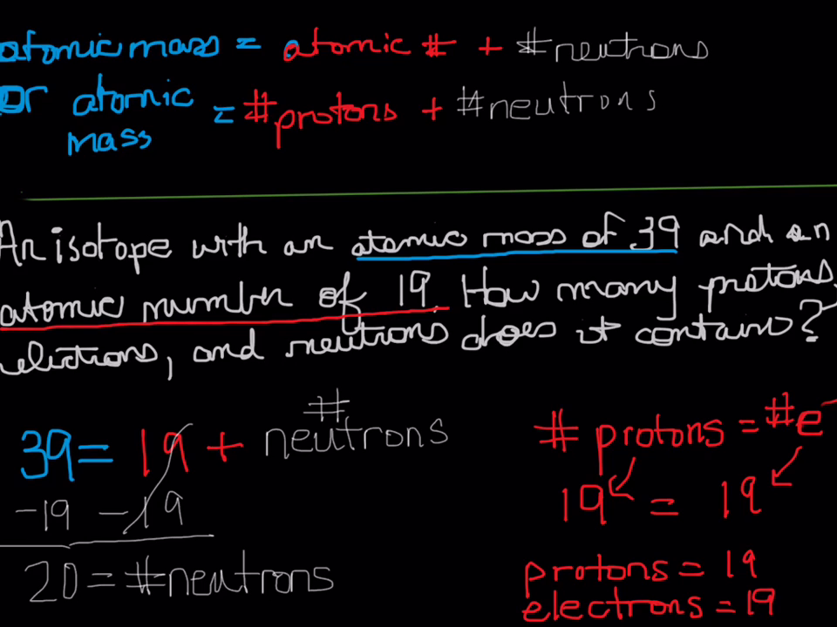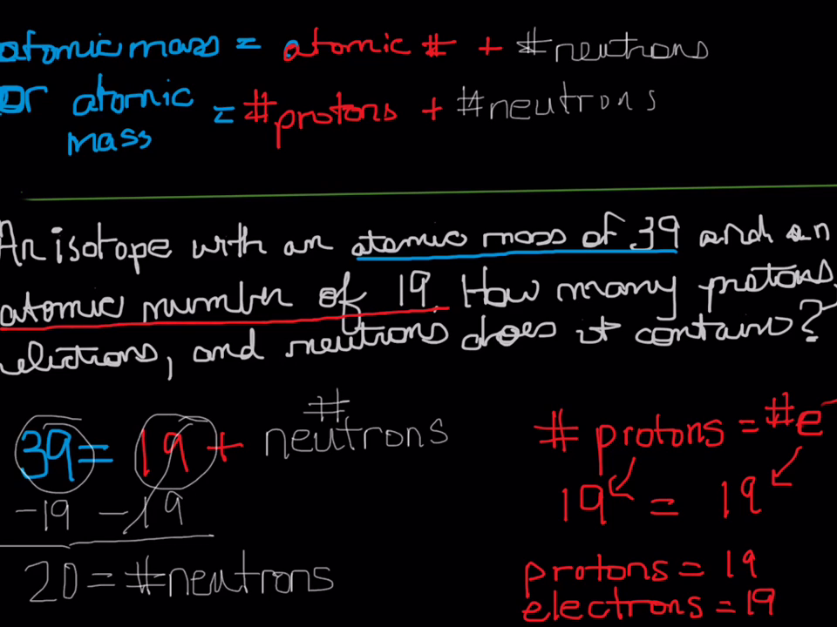This is a problem straight from the worksheet yesterday. An isotope with an atomic mass of 39 and an atomic number of 19. How many protons, electrons, and neutrons does it contain? Using the formula above, we were given the atomic mass of 39, so I wrote that in there. We were given the atomic number, so I wrote that down right there. We were given the number of neutrons? No. This is what we're having to calculate.